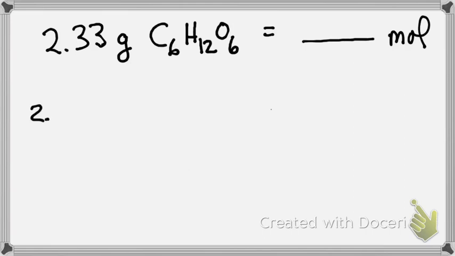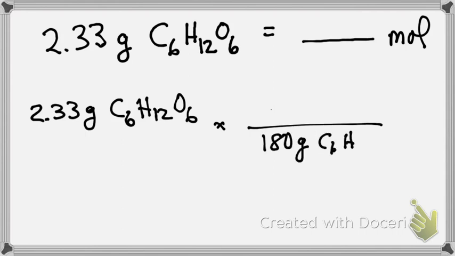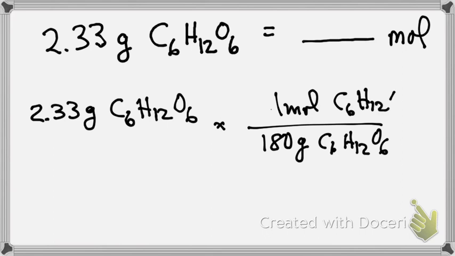So we have 2.33 grams of C6H12O6. There are 180 grams of C6H12O6 in 1 mole of C6H12O6.